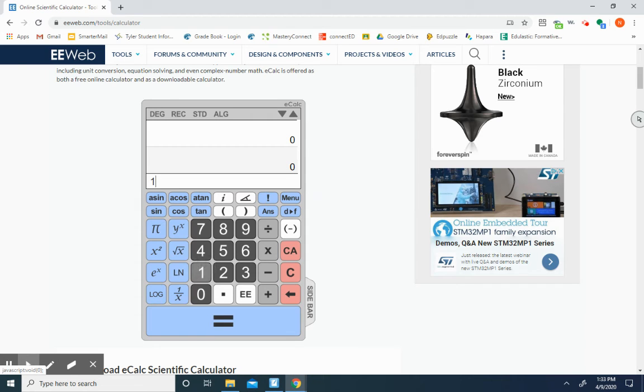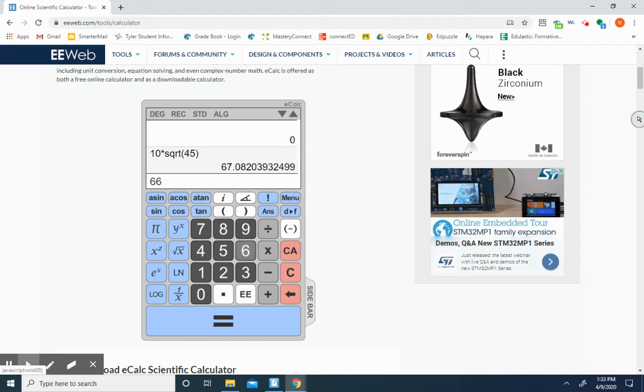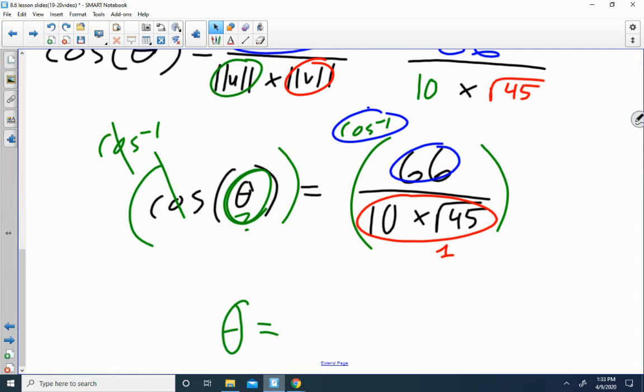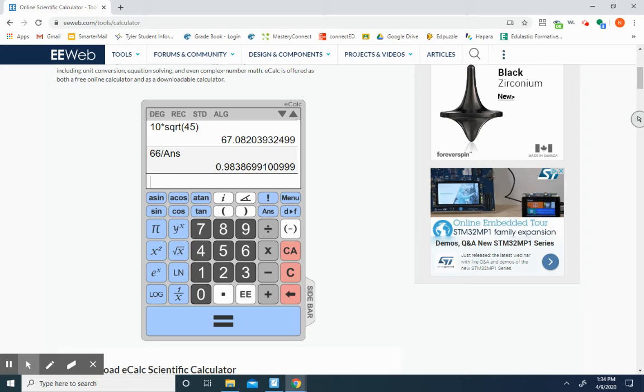So we're first going to do 10 times the square root of 45. Okay. Now the next part, we got to do 66 divided by that answer. So 66 divided by the previous answer, where the previous answer was this. So let's do that and press enter. So we get that. So now we have computed all of this. Now we just got to do cosine inverse, and then we'll have it. So cosine inverse or arc cosine, same thing, of the previous answer.